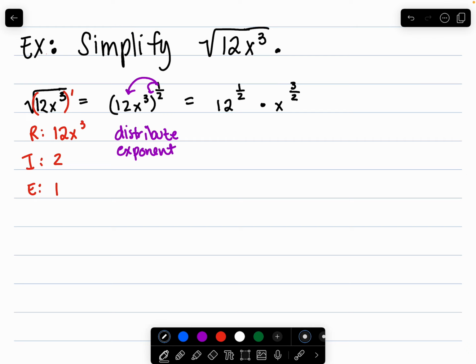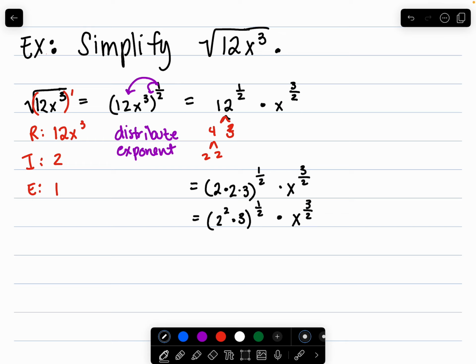So now, same thing. Let's factor out 12 here. We get 4 and 2, 2 and 2, sorry, 4 and 3. Okay, so this becomes 2 times 2 times 3 to the 1/2 times x cubed 3/2. So this is also now becoming, now I'm going to rewrite it, 2 squared times 3 to the 1/2 times x 3/2.